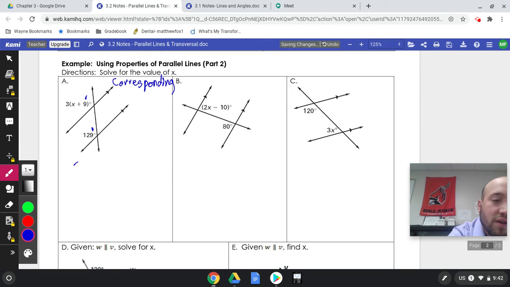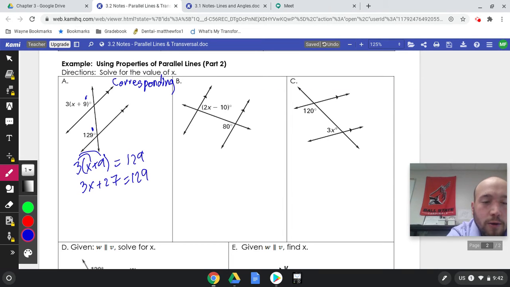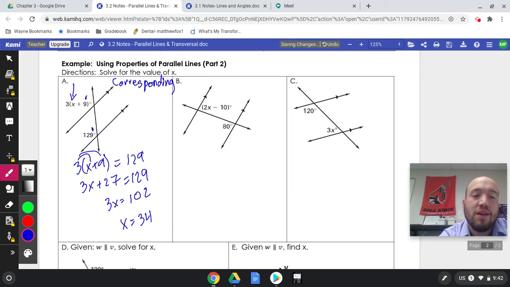So if they are congruent, all I have to do is 3x plus 9 is going to equal 129. We know they're equal. We distribute that in. 3x plus 27 equals 129. We subtract, we get 3x would equal 102. And then at this point, all we have to do is divide, and we are going to get x equals 34. If you want to double check if it works, plug it in right there, and we know when we get our answer, it should be 129.